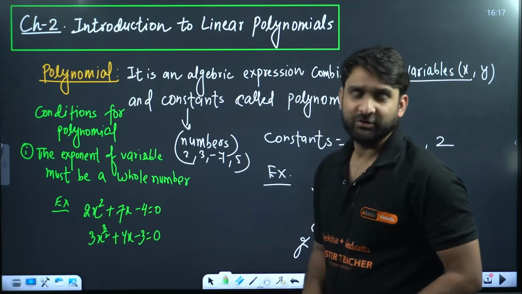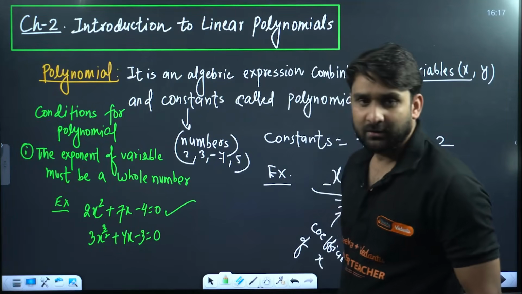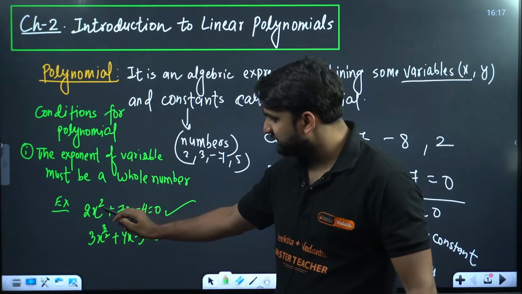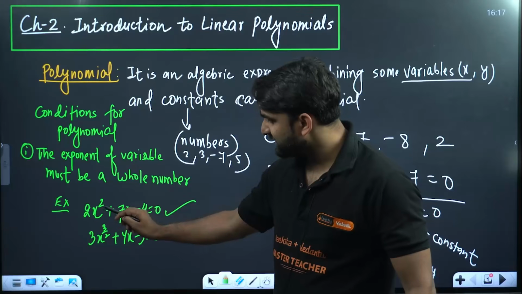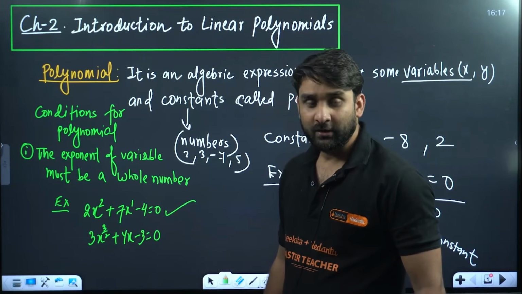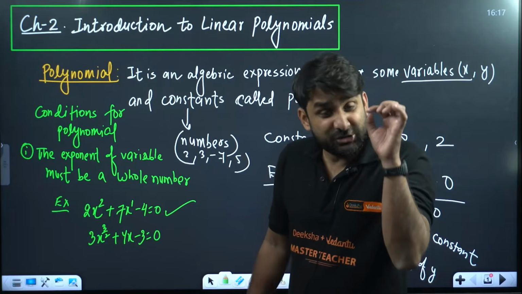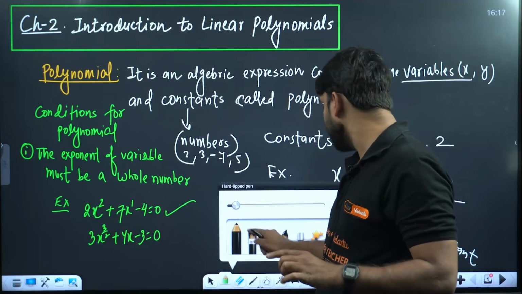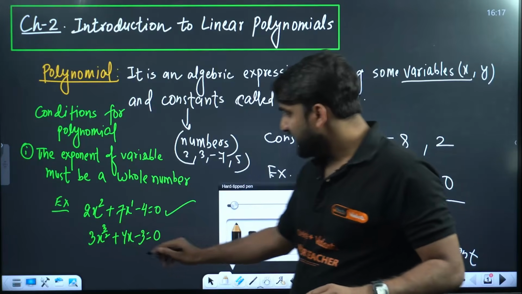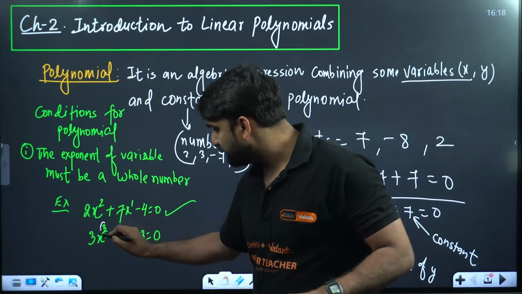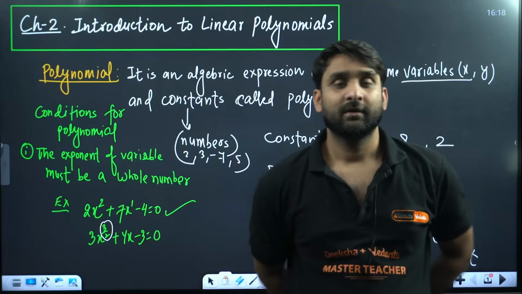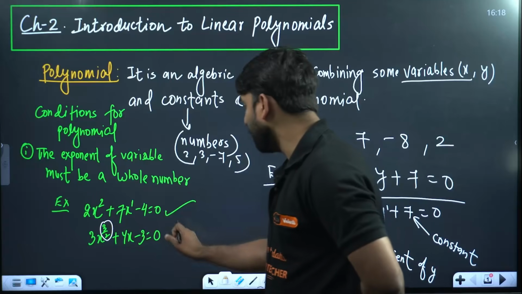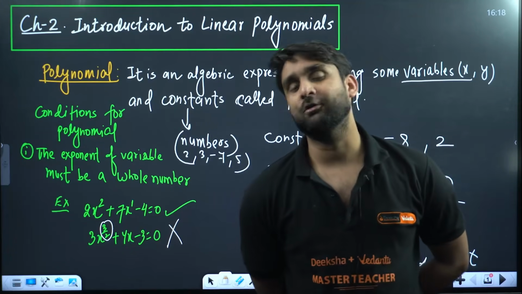Now look at both the equations. This is absolutely a polynomial. The degree is 2, so this is called a quadratic polynomial. If you look at the exponent of the variable, here x has exponent 2 and here x has exponent 1. So this is absolutely correct because the exponent must be a whole number, and 2 and 1 are whole numbers. But if you look at the second equation, the variable x has exponent 3 by 2. If the exponent of a variable is a fraction, it cannot be a polynomial. This is violating the rule of polynomial.